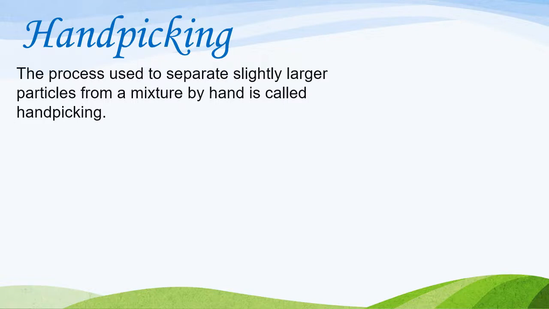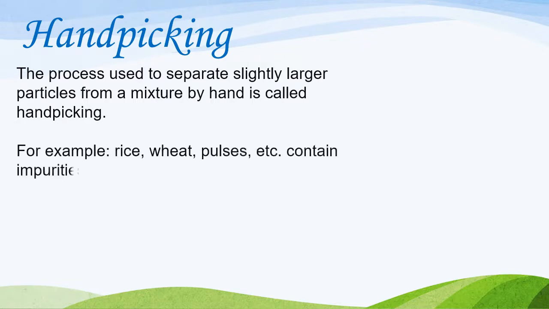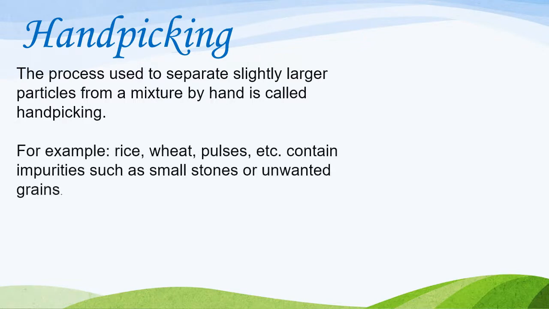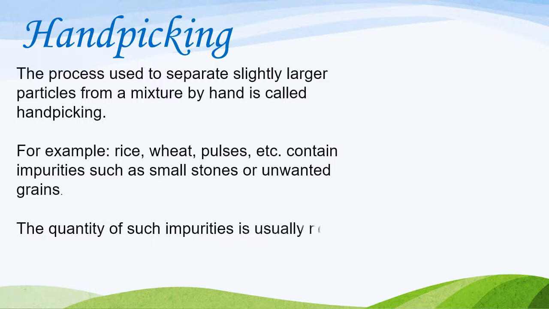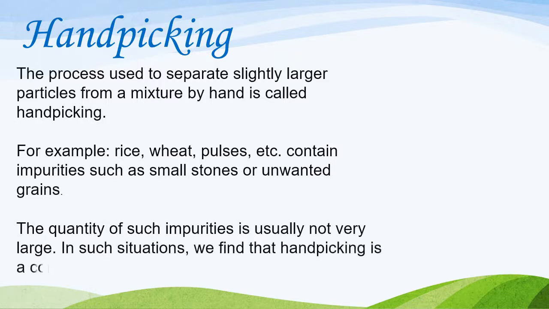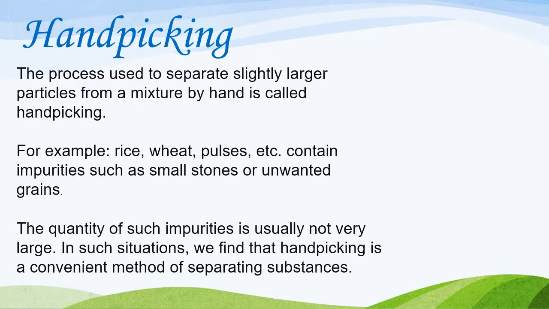Now here some examples are given. For example, rice, wheat, pulses, etc. contain impurities such as small stones or unwanted grains. In rice, small stones are there, so we have to remove them, and we can remove them by the process of hand picking. From wheat and pulses also, we have to remove unwanted grains. The quantity of such impurities is usually not very large. In such situations, we find that hand picking is a convenient method of separating substances.